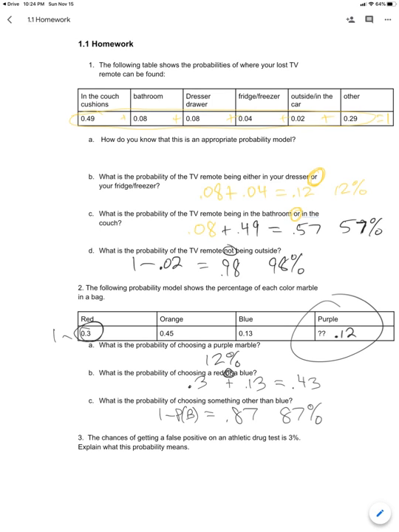And the last question, some of you really made a mistake on this. The chances of getting a false positive in an athletic drug test is 3%. Explain what this probability means. That means out of 100 people tested, 3 will have a false positive. Okay, so 3 out of 100 will have a false positive. That's what it means. So you should have written that in sentence form somehow.